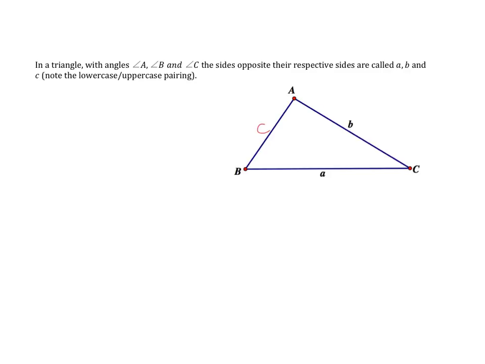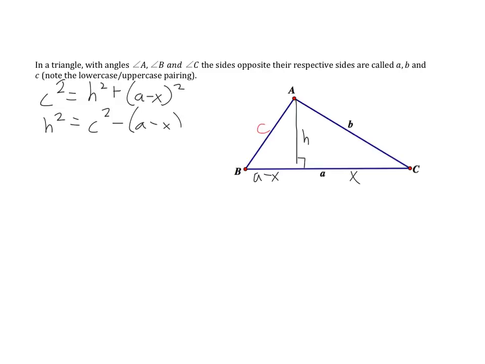Now, how do we go about this? Well, we're going to set up the same sort of idea where we make a right angle. We're going to call this x, and we're going to call this a minus x. And then we're going to have the height. So we're going to go about this in the same way. Just like what we did previously, if we represent this all in variables, we'll come up with a formula. So let's start with c squared, which we're trying to find, is going to equal h squared plus (a minus x) squared, and h squared would then equal c squared minus (a minus x) squared.